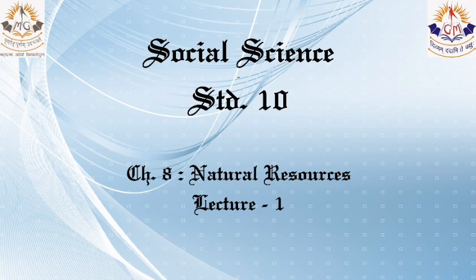Now we start with another part of social science, standard 10, in which we are going to start the sub-subject of social science, that is geography. The very first chapter of geography, that is chapter number 8, is natural resources. Chapters number 8, 9, 10, 11, 12, 13 and 14 are of geography. Out of that we are going to start with the first chapter of geography, that is natural resources.